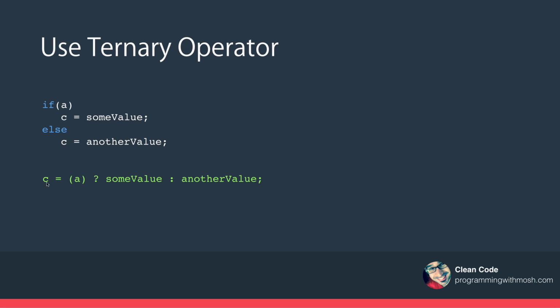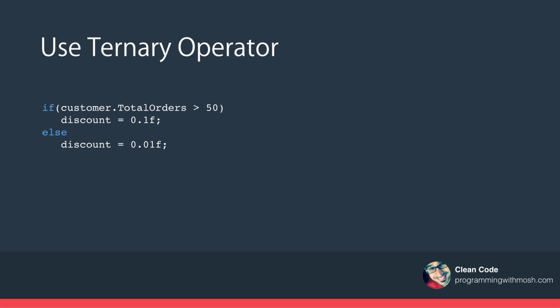Let's see a real-world example. So imagine we have an expression like this. If customer.totalOrders is greater than 50, we want to set discount to 0.1. Otherwise, we want to set it to 0.01. We can rewrite this expression using the ternary operator like this. So if customer.totalOrders is greater than 50, we want to return 0.1 and assign it to discount. Otherwise, we'll return 0.01 and assign it to discount.